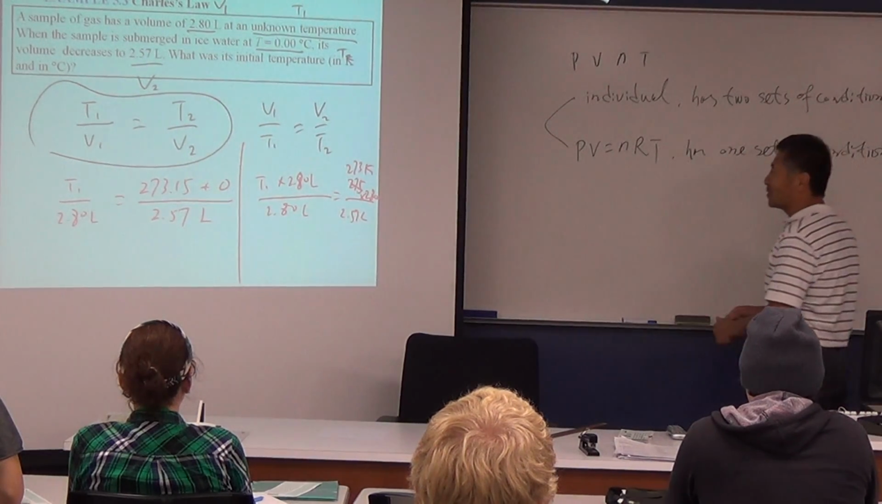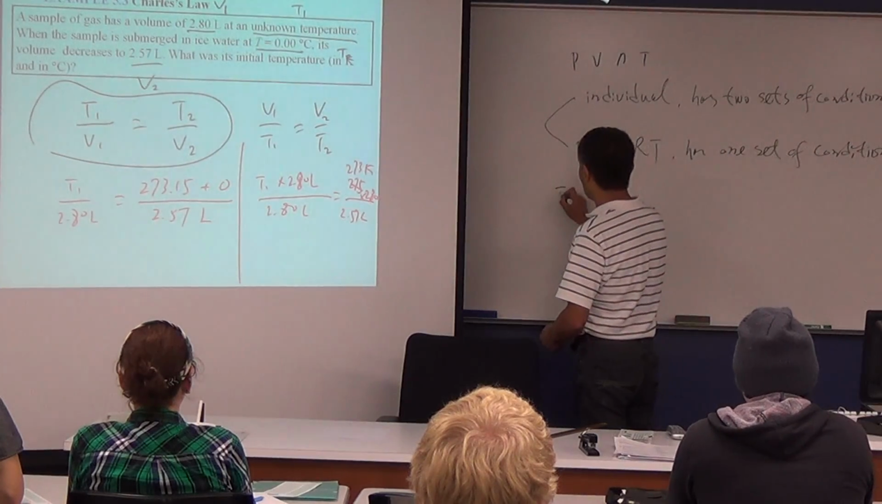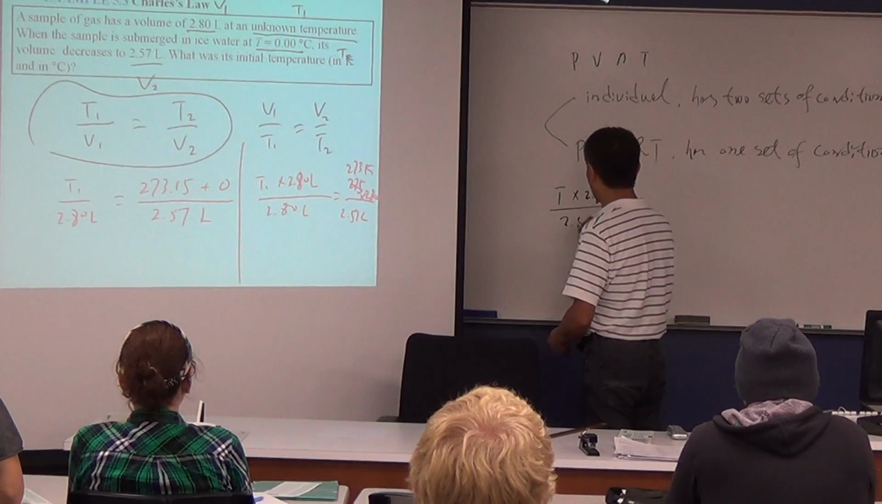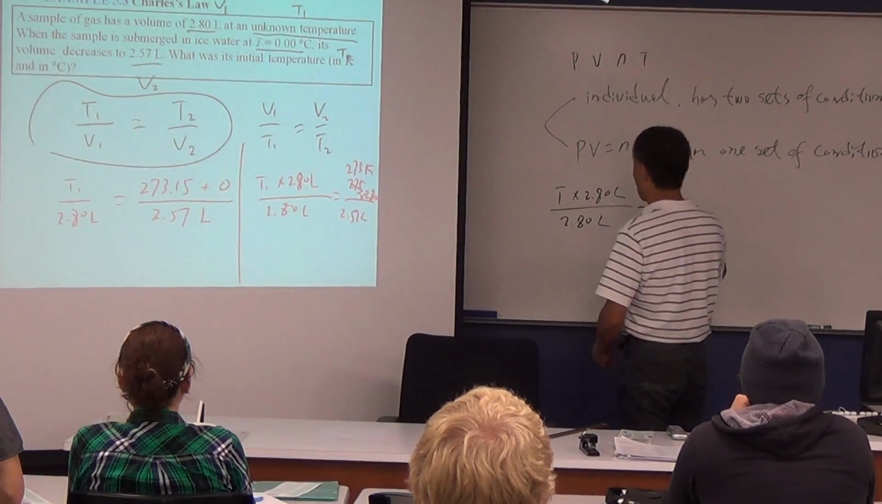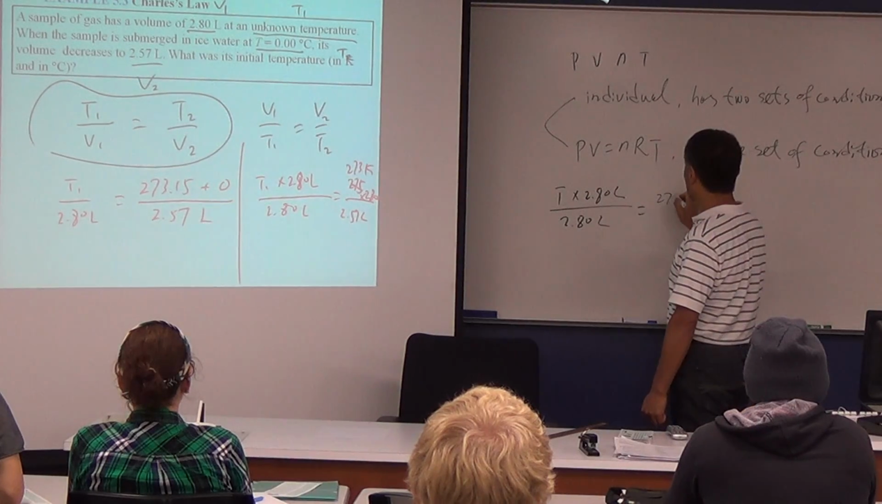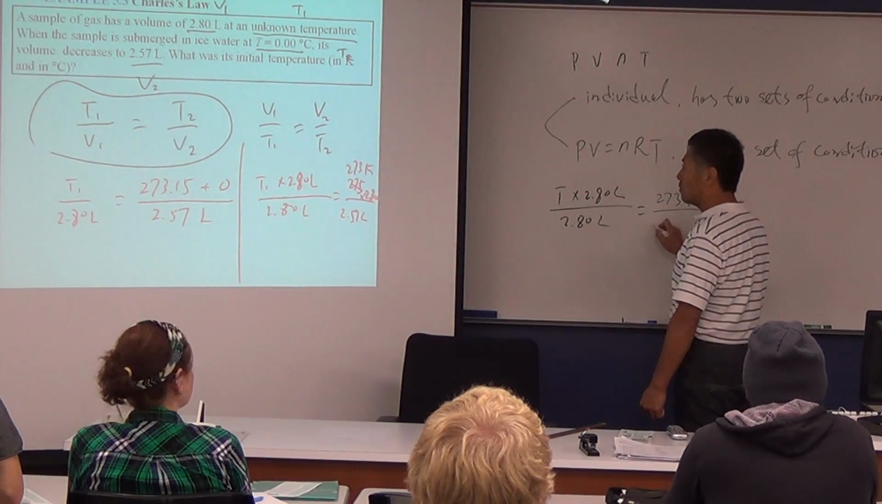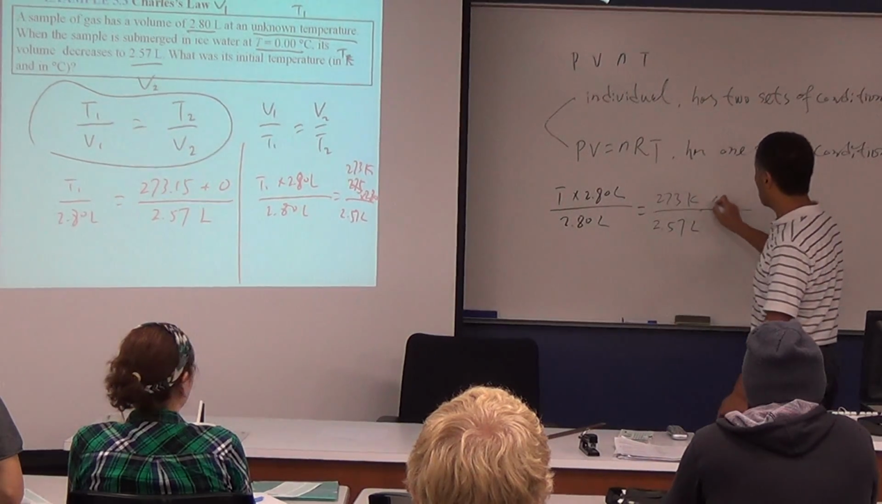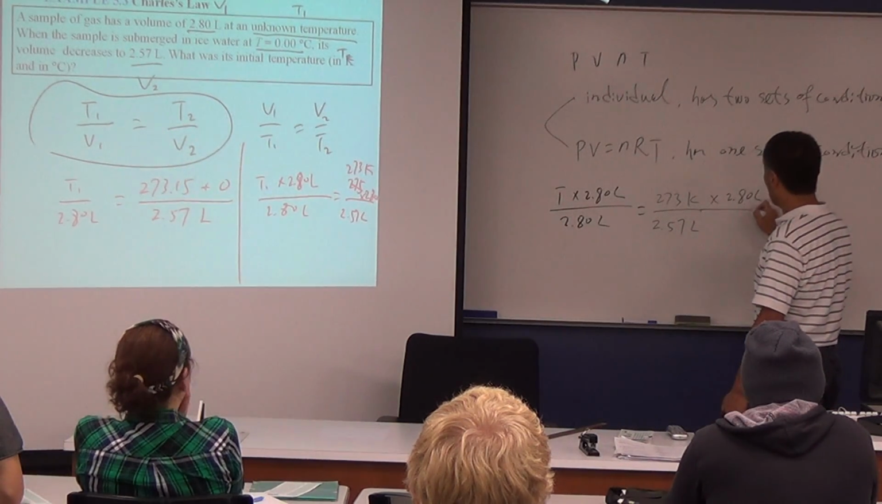So T1 times 280 L and 280 L equals. Initially we have that T2 is 273 kelvins, and we have 2.57 L. So I also want to multiply 2.80 L here.